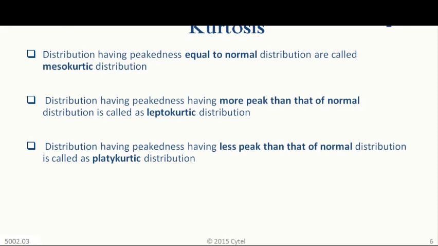This is what I have said while describing it with the help of that figure. Distributions having peakedness equal to the normal distribution are called mesokurtic distributions. Distributions having more peak than that of normal are called leptokurtic, and those having less peak than that of normal are called platykurtic distributions. Now why all of them, and why should one be interested in kurtosis, and why in skewness, and why is one always comparing with the normal distribution? We will try to answer these questions in a short while.